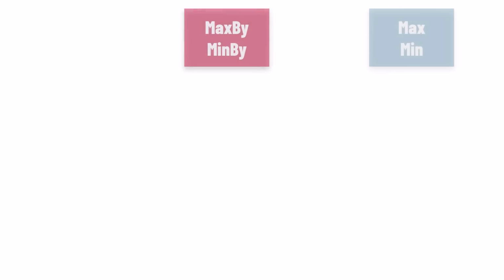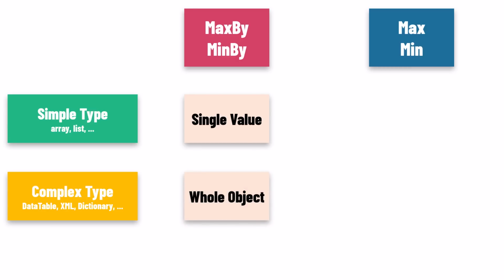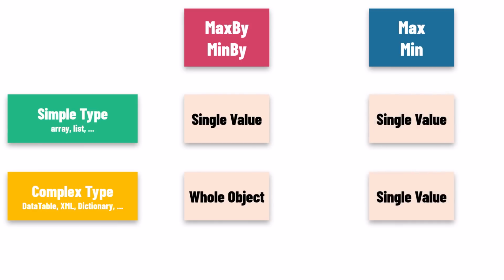To summarize, when working with simple data types like arrays or lists, MaxBy and MinBy will return a single value, such as a number or string. But when we deal with complex types like data tables, XML elements, or dictionaries, these methods give us the whole object. For data tables, it's a data row, for XML it's an XElement, and for dictionaries, it's a key value pair with both the key and value. The other two methods, Max and Min, always return a single value, no matter which data type is used.